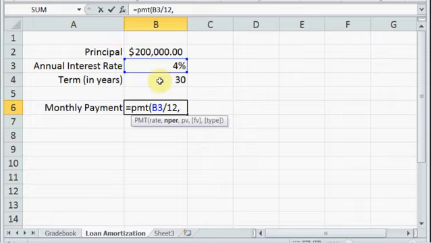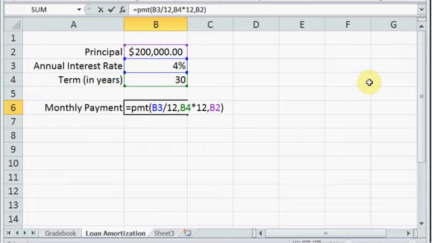Next, our term, which is found here in cell B4, says 30 years. We take our 30 years and multiply that by months, because 30 years would be 360 months. So I take 30 and multiply it by 12, and that gives me my monthly term. Lastly, I take my principal, which is $200,000 and found in cell B2, and put that as my last parameter. Then I close off my formula.